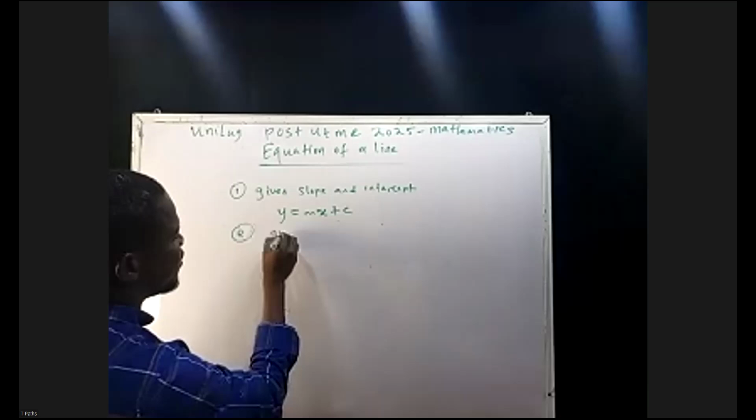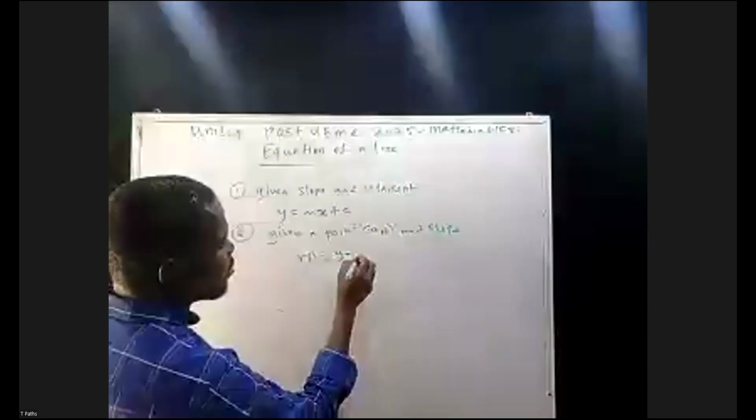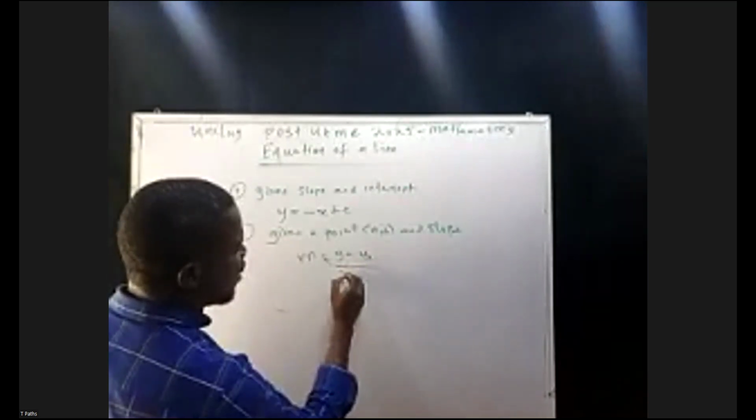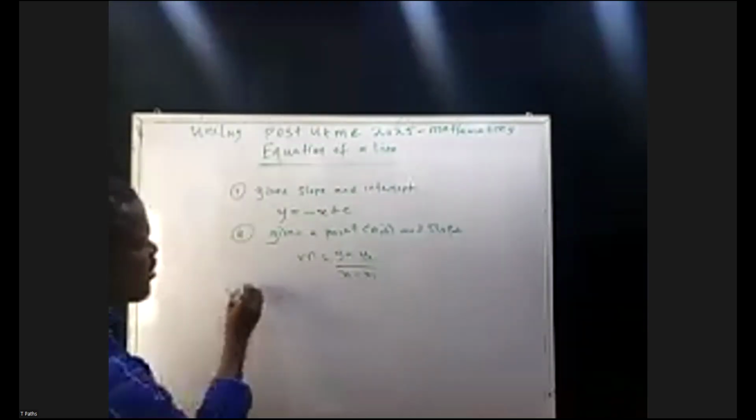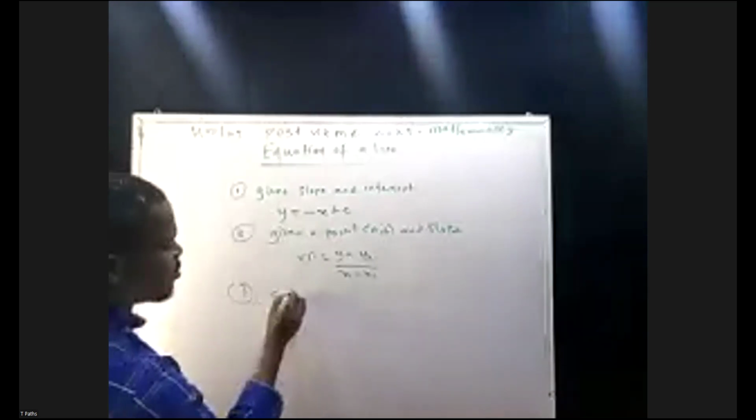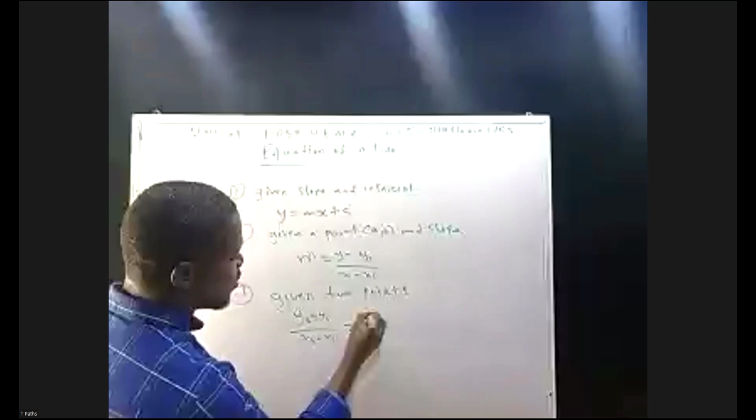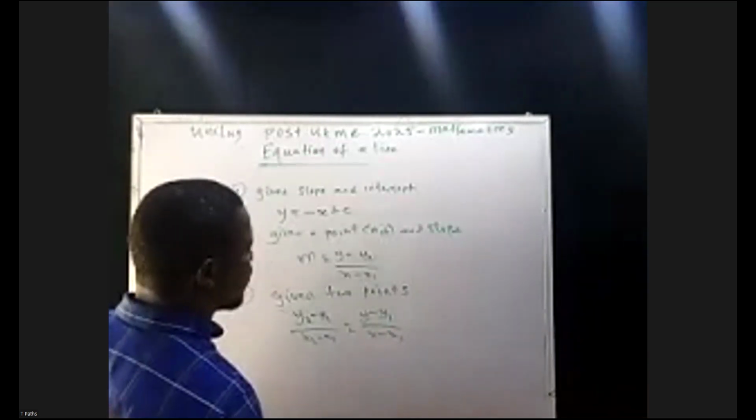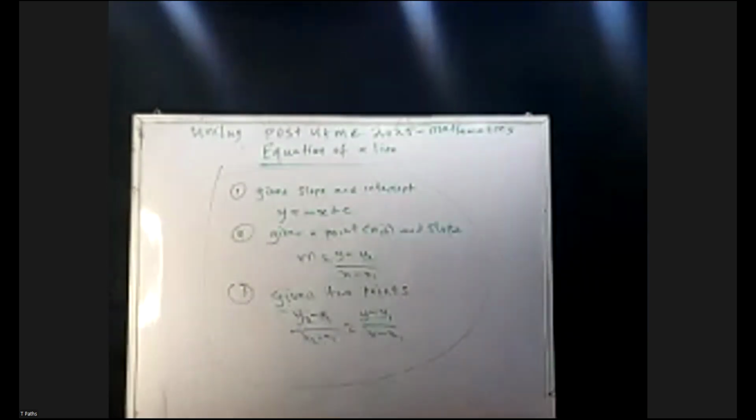y minus y1 over x minus x1 equals the slope. Now, the third one is given what? Given 2 points: y minus y1 over y2 minus y1 is equal to x minus x1 over x2 minus x1. These are important formulas. I can't call it formula, just pattern.